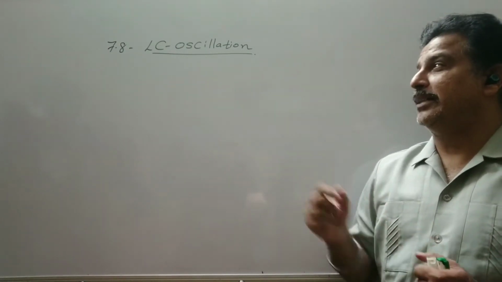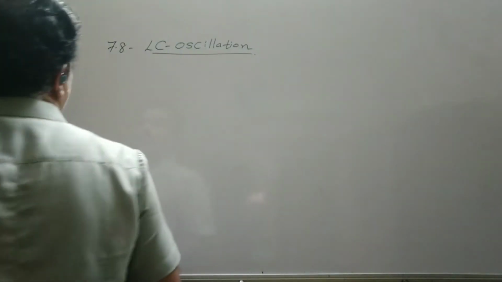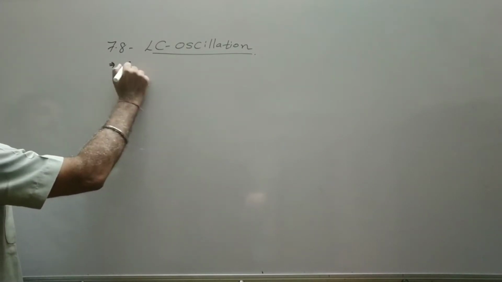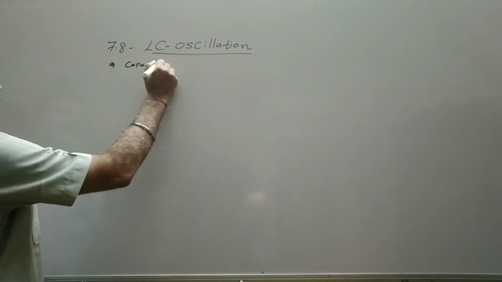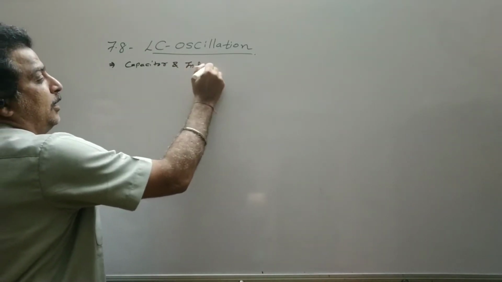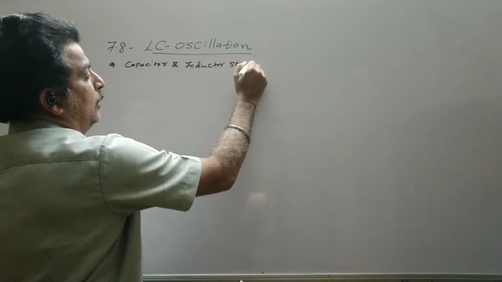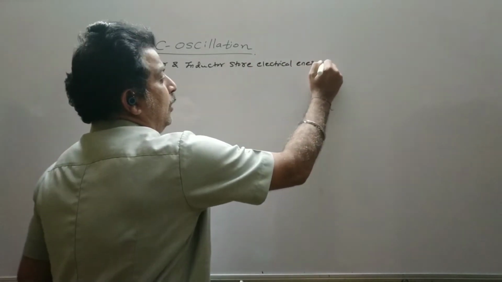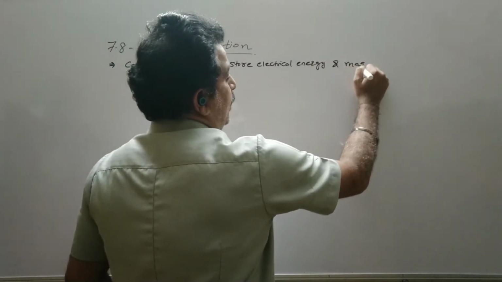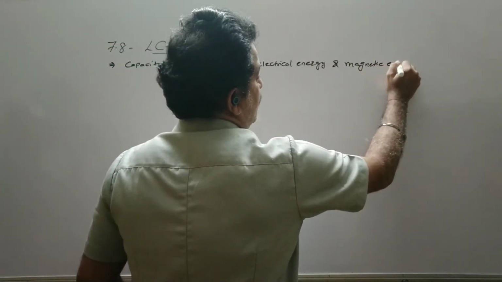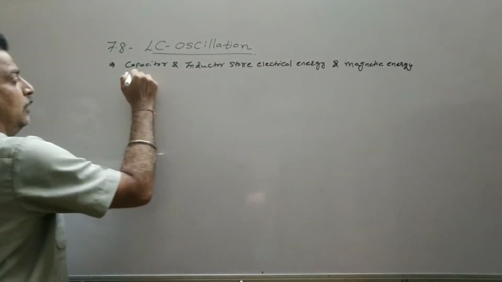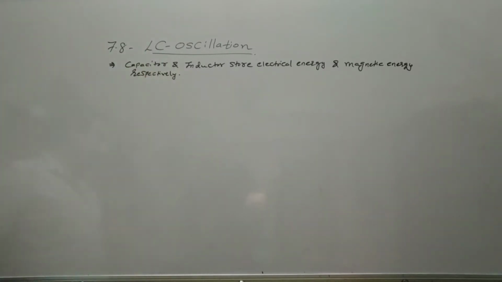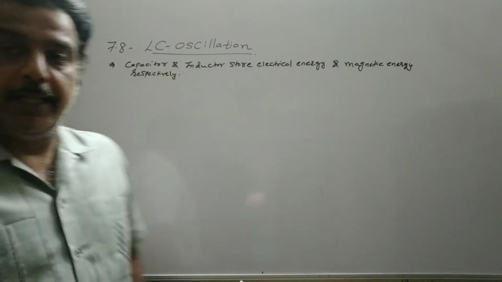Now we know that a capacitor and inductor store energy in the form of electrical energy and magnetic energy respectively. So this is the use of a capacitor and the inductor.